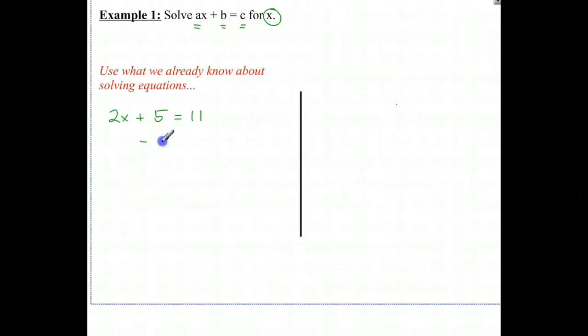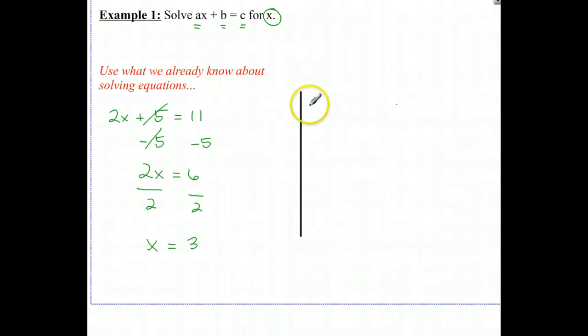Everybody here would tell me that I should subtract 5 from both sides as a first step. I would be left with 2x is equal to 6. And remember, that 6 came from subtracting these two. And then you would divide both sides by 2, because you're trying to eliminate the coefficient. I would get x is equal to 3. I don't think there's going to be a lot of debate about that.